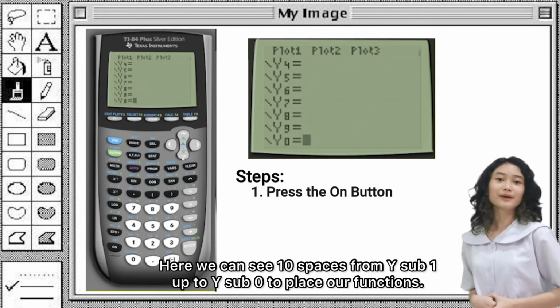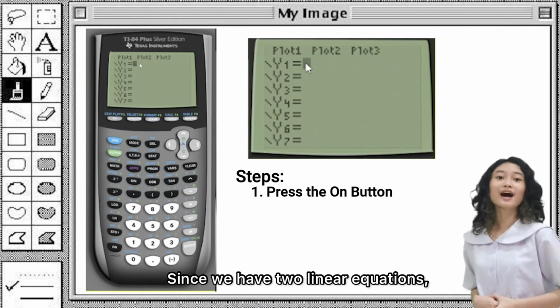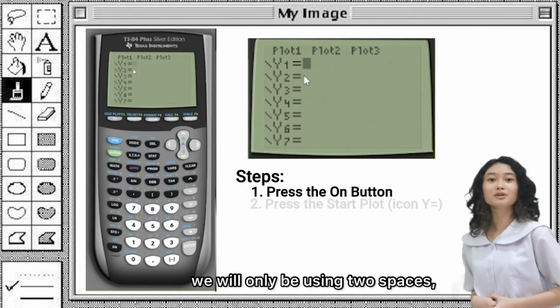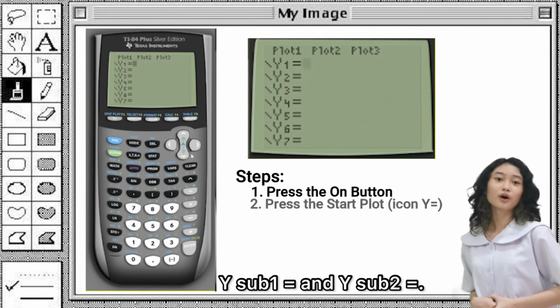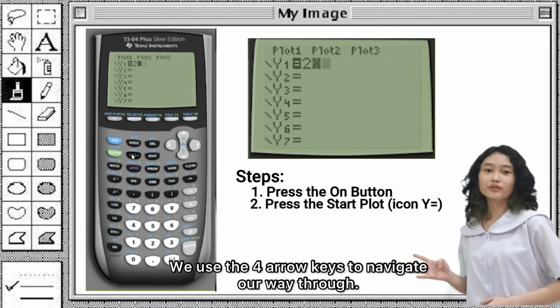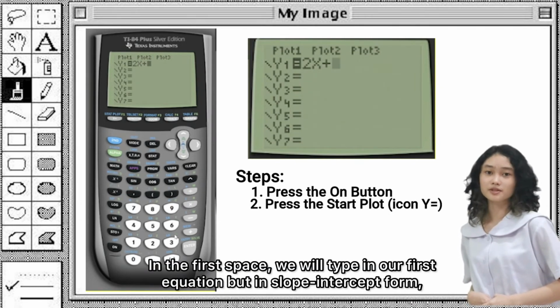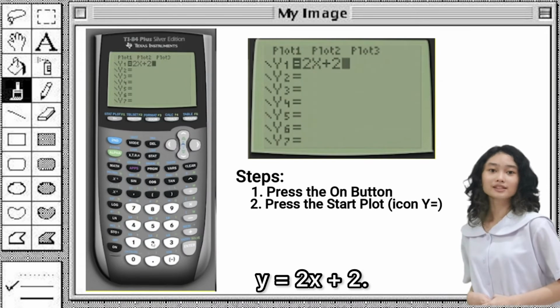Here we can see 10 spaces, from Y sub 1 up to Y sub 0. These are functions. Since we have two linear equations, we will only be using Y sub 1 equals and Y sub 2 equals. We use the 4 arrow keys to navigate our way through. In the first space, we will type in our first equation in the slope-intercept form: y equals 2x plus 2.